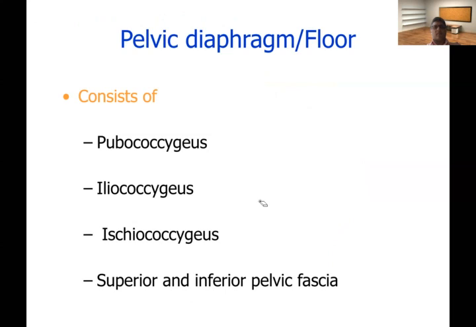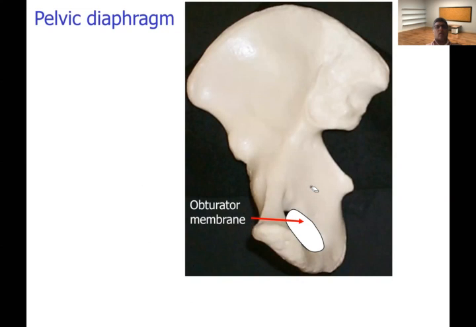So the pelvic diaphragm consists of several muscles: pubococcygeus, iliococcygeus, and ischio-coccygeus muscles. Now, if the muscles are like this, then there is a fascia over the muscles above and below, which is called superior fascia and inferior fascia of the pelvic floor, pelvic diaphragm. Okay. Now, we will go into the details of the pelvic diaphragm.